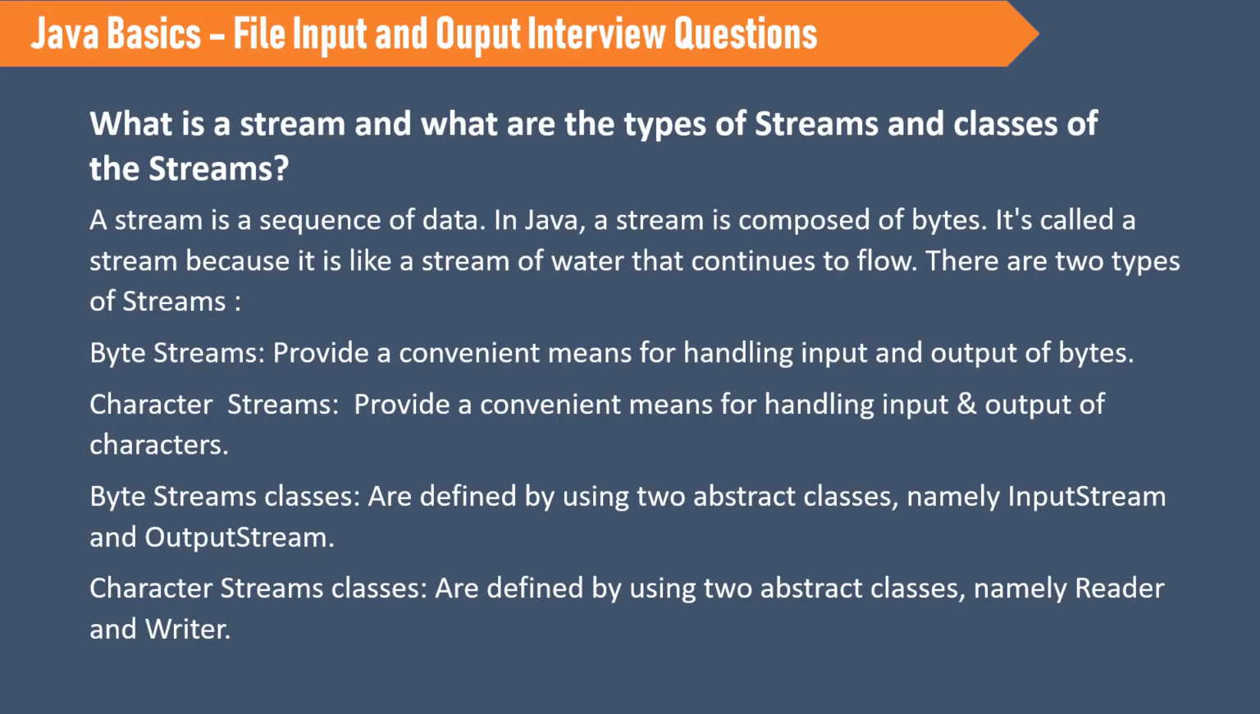The first question is, what is a stream and what are the types of streams and classes of the streams? A stream is a sequence of data. In Java, a stream is composed of bytes. It is called a stream because it is like a stream of water that continues to flow. We have already seen in the previous videos that there are mainly two types of streams: byte streams and character streams. Byte streams provide a means for handling input and output of bytes. Character streams provide a means for handling input and output of characters. Again, byte streams are divided into InputStream and OutputStream classes, and character streams are divided into Reader and Writer classes. So that is what a stream is, and the types and classes of streams.